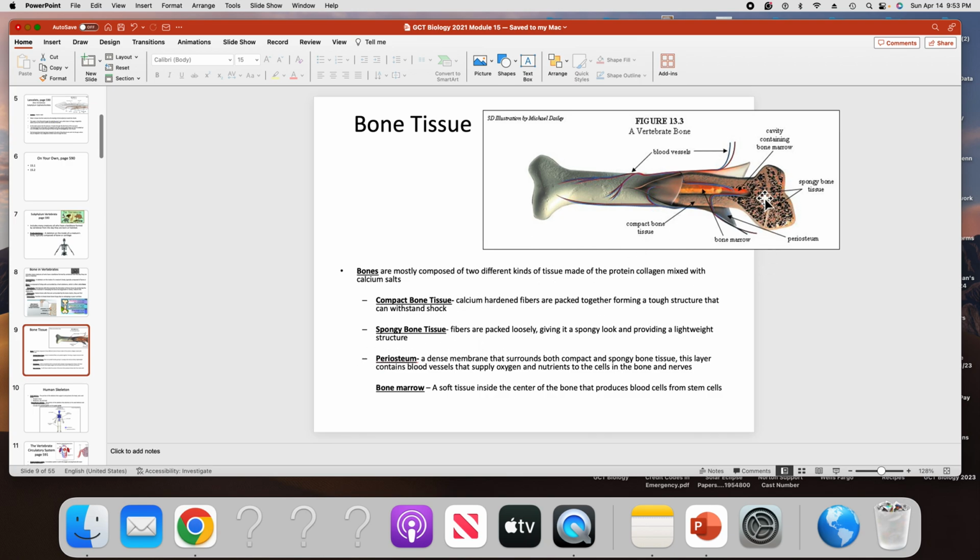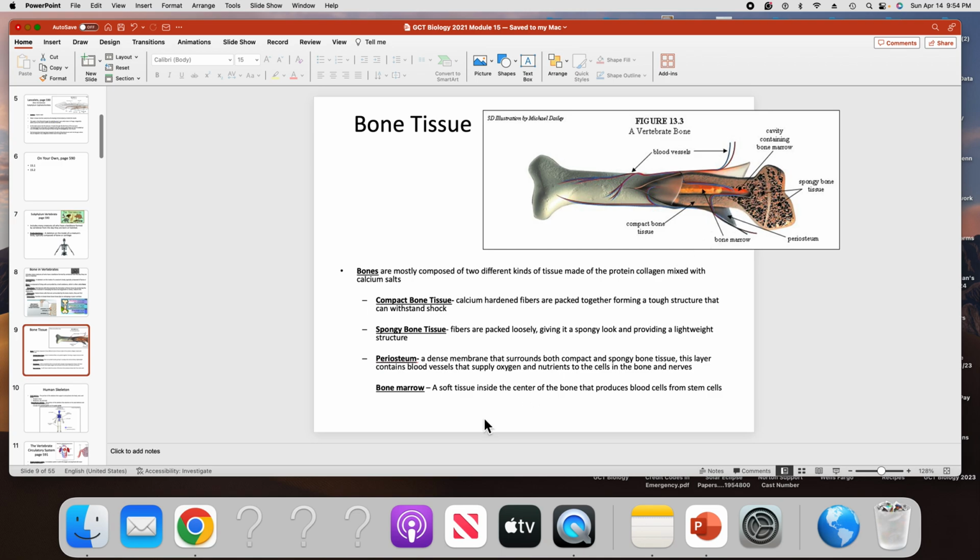Then we have our spongy bone tissue. That's this porous looking tissue here. They're fibers that are packed loosely and give it a spongy look and provide a structure that's efficient, but it's fairly lightweight compared to what it would be if it was entirely dense tissue. Then for the third type, we have the periosteum. That's here. It's a dense membrane that surrounds both compact and spongy bone tissue.